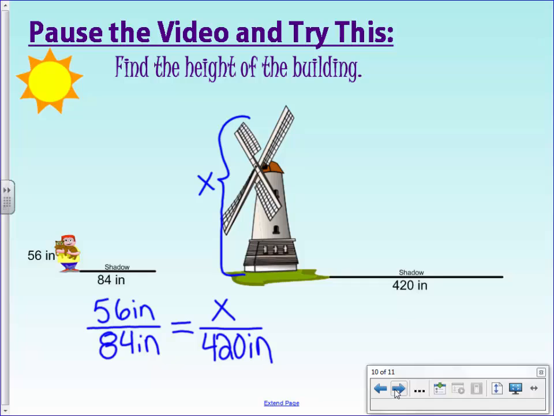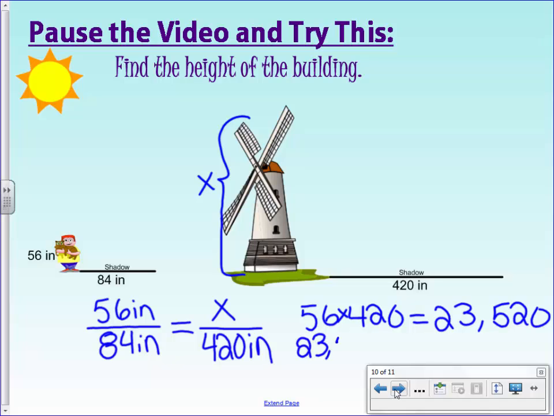Once you set up the proportion, you cross multiply. 56 times 420 is 23,520. And divide that by 84 to get the height of the windmill, which is 280 inches.